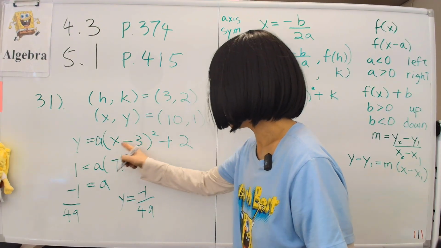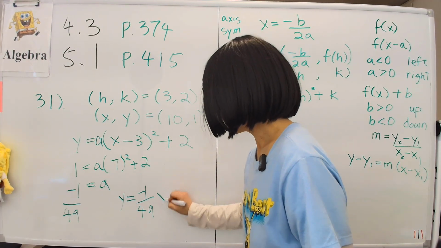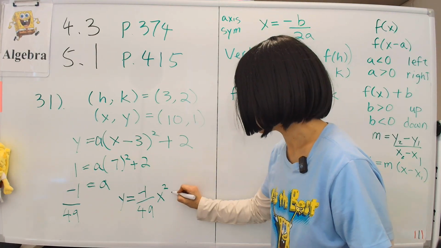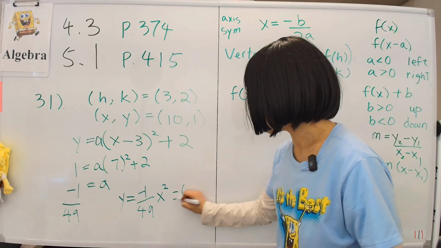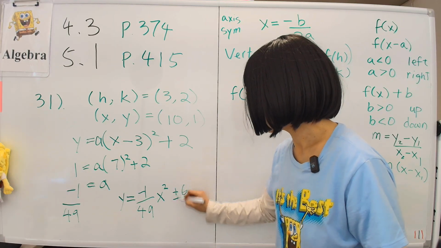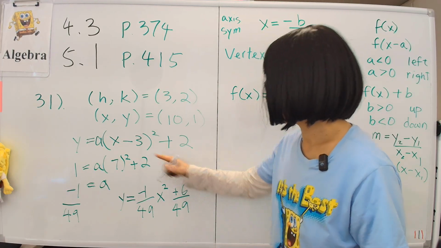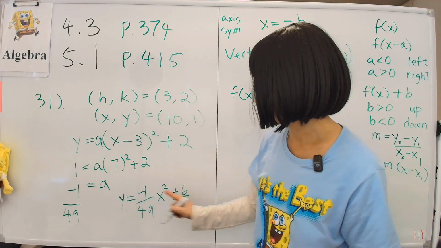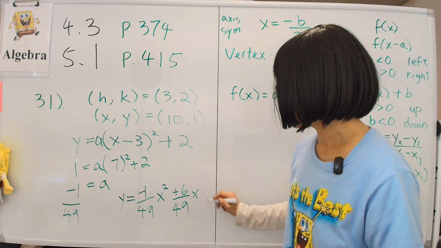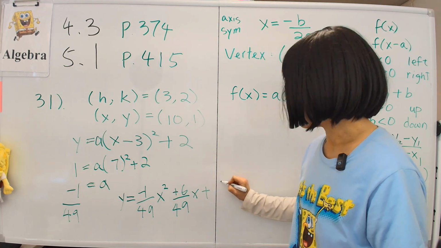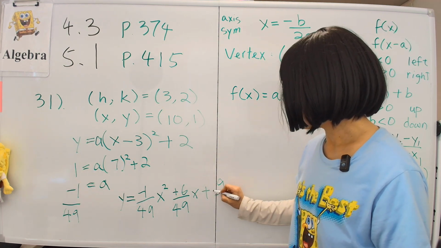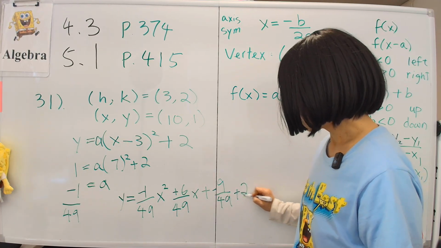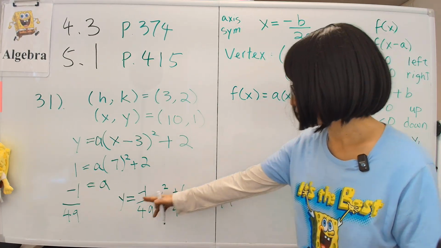Then it becomes a times x, which is x squared, right? So far so good. And then a times, so that becomes minus 6, divided by plus 49, because this minus 3 plus minus 3 is minus 6. But then a is negative, so it becomes a plus for the x. And then finally, plus 9 divided by the negative 1 over 49, and then plus 2.